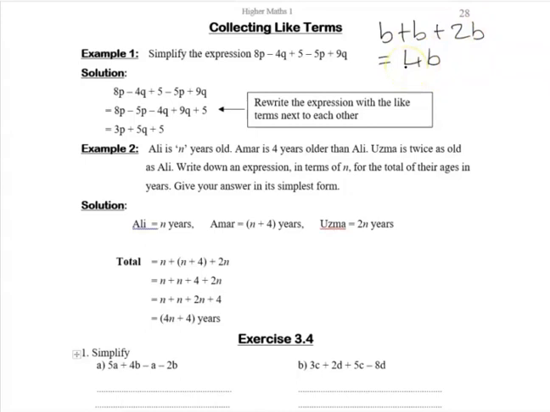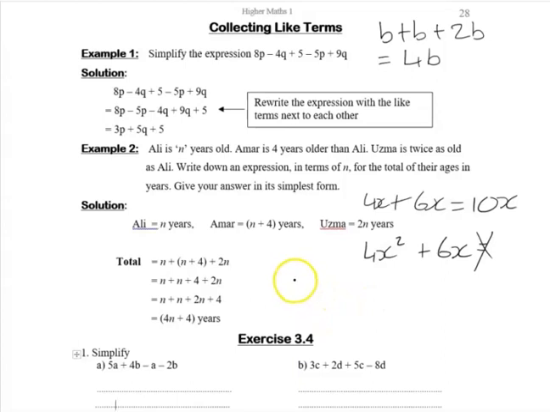So you have to be very careful when you're doing these, because you can only collect the same variable. So you can do 4x plus 6x, and that's going to give us 10x. But if you had a question where you had 4x squared plus 6x, you can't collect them. The reason being because x squared is not the same as x. So can't work it out.